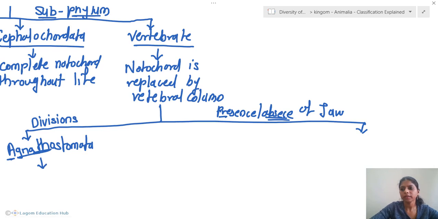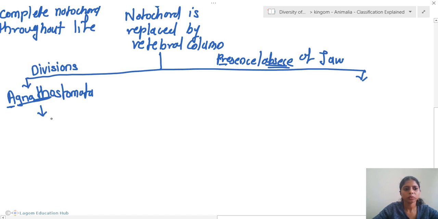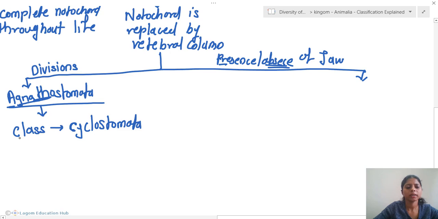And when we consider these Agnathostomata, when evolution of animals took place, at that time on earth, before dinosaurs and all, there were a lot of Agnathostomata, basically in the ocean, but afterward they got extinct, and nowadays only one class of Agnathostomata is remaining. The name of that class is Cyclostomata. So there is only one class under Agnathostomata, nothing but Cyclostomata.